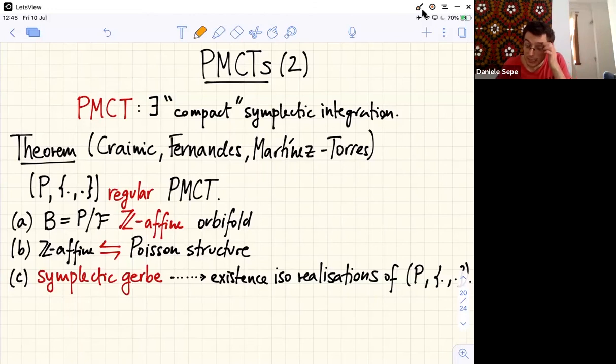And another thing that kind of connects very nicely with the way in which I'm presenting things is that they identify what's known as a symplectic gerb, whatever that is. It's a class, it's a homology class, if you wish, whose vanishing tells you that there is a special isotropic realization of your Poisson manifold. So you see, these things are a sort of one step up from previous things that I mentioned, and they kind of bring them all together.